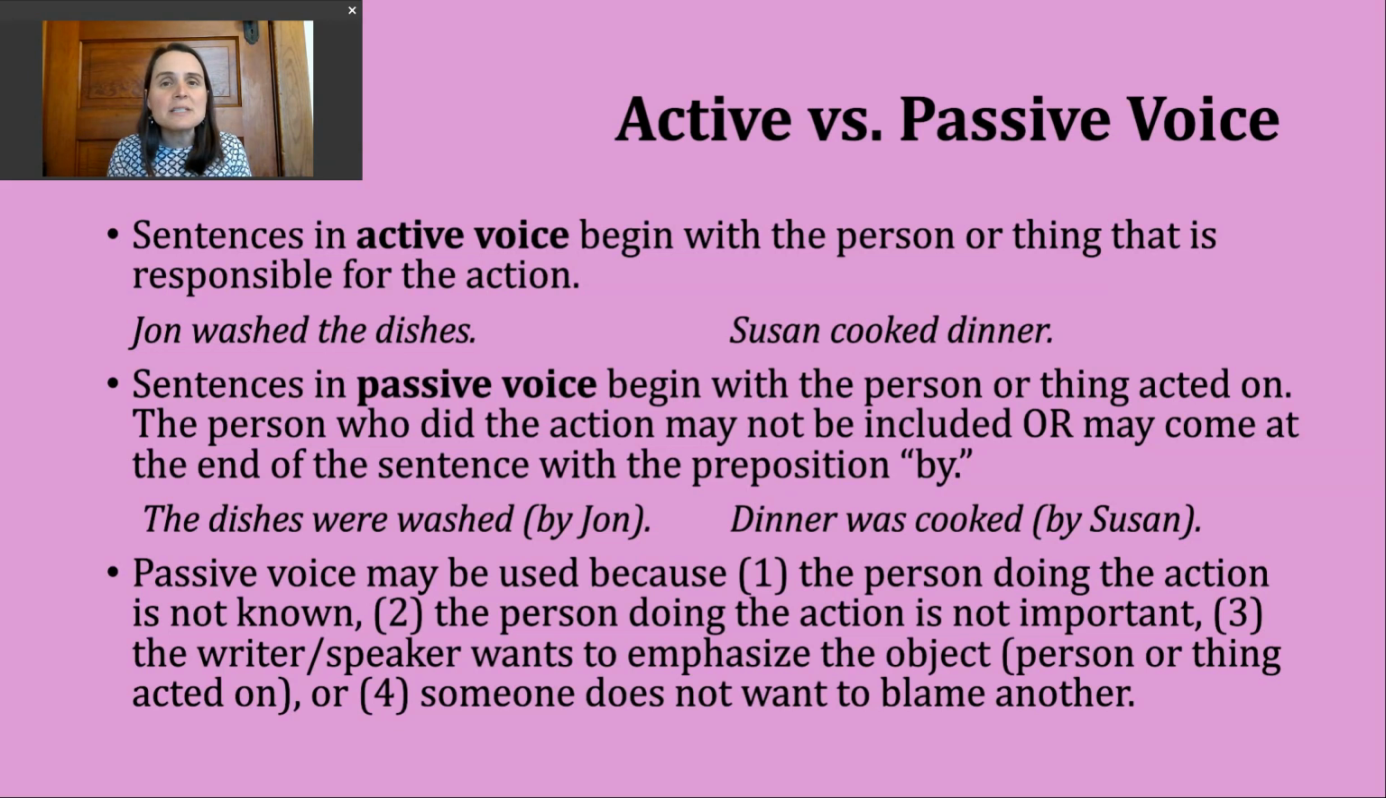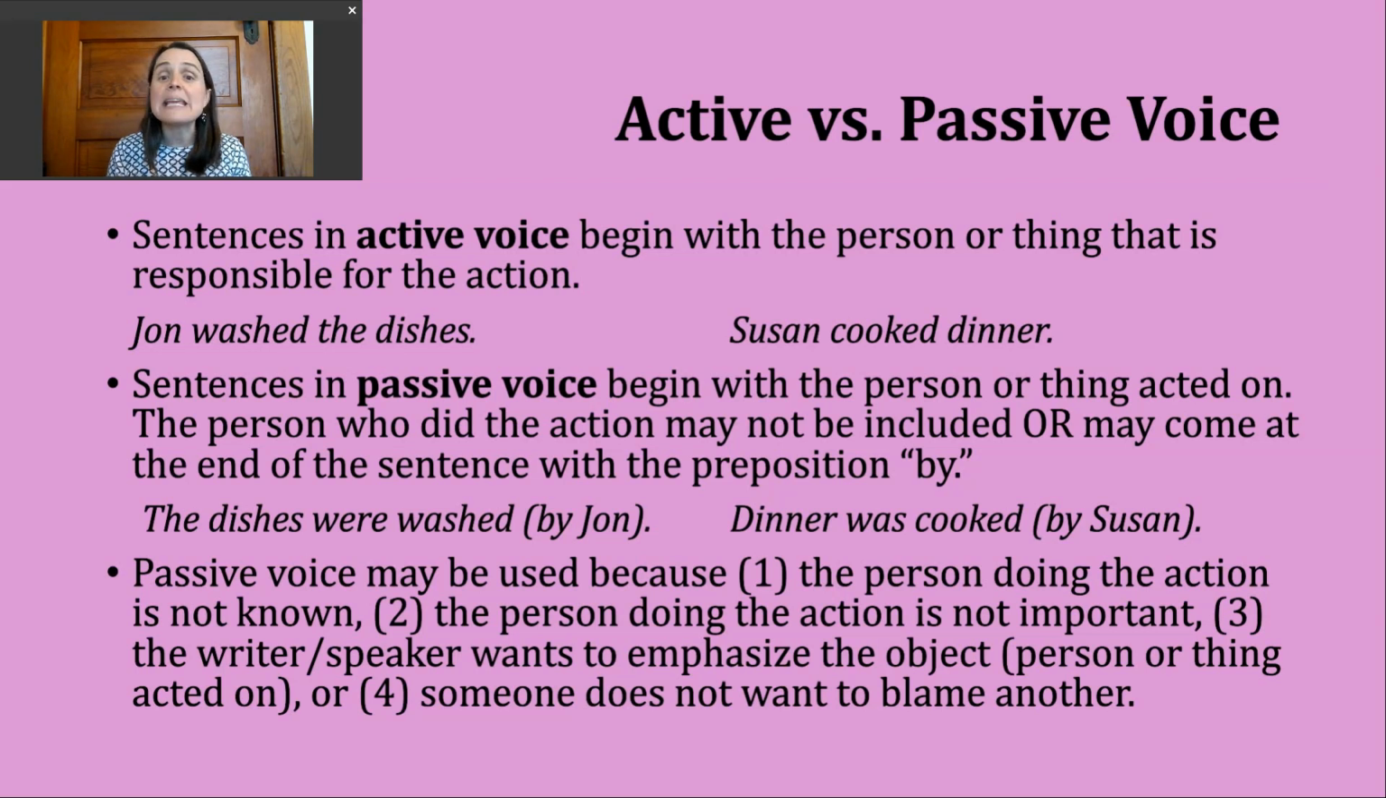So I've got two example sentences to help illustrate that. John washed the dishes. We know that John is responsible for the action of washing. In the second sentence, Susan cooked dinner. We know that Susan is responsible for the action of cooking. Now, today we're going to compare the passive voice.